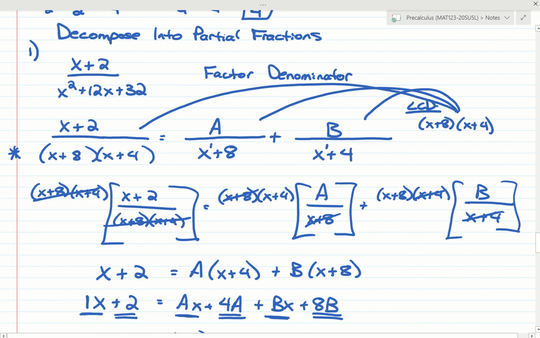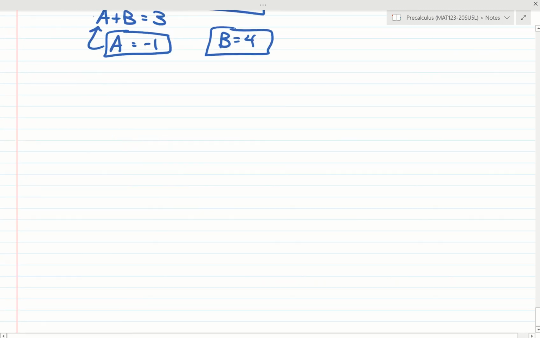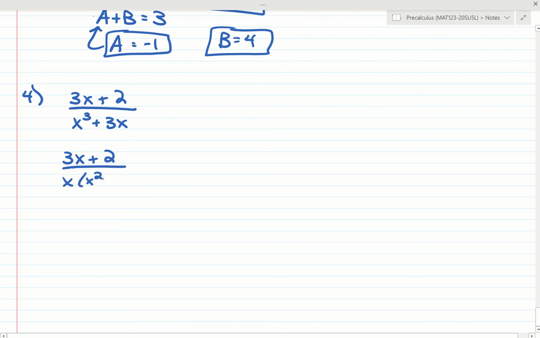In this last problem, what we're going to see is if the bottom is x squared, the top has to be 1 degree lower. So the top would definitely have an x in it. So let me show you how that works. What if we had a problem like 3x plus 2 over just x to the third plus 3x. So as always, we'll factor. And then we'll make our fractions.